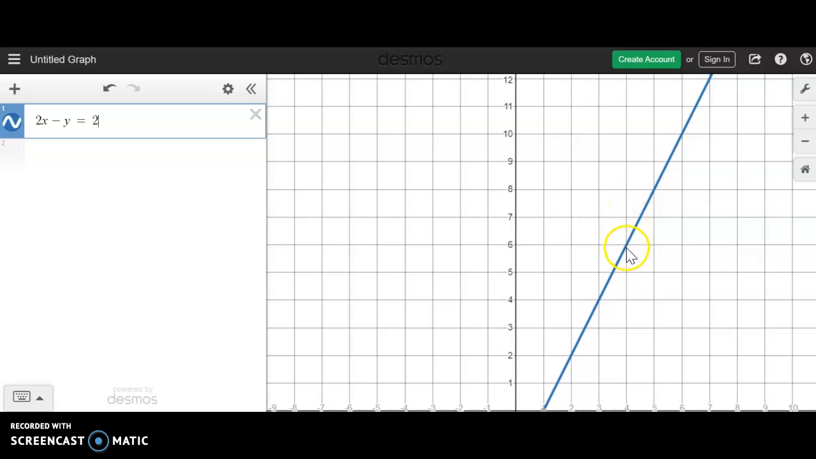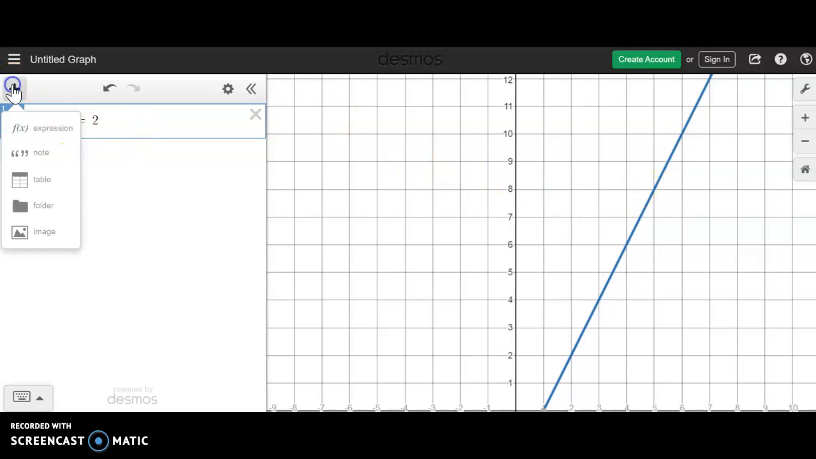Okay, if I took a point right here, if I can get it to stop there, (4, 6) is one point on the line, and if I go up based on the slope, which is 2, go up 2 over 1, then from (4, 6), that point right there is (5, 8).